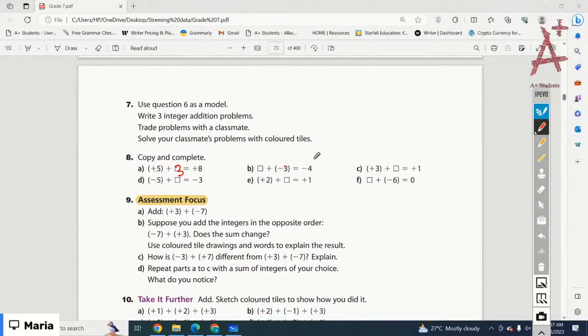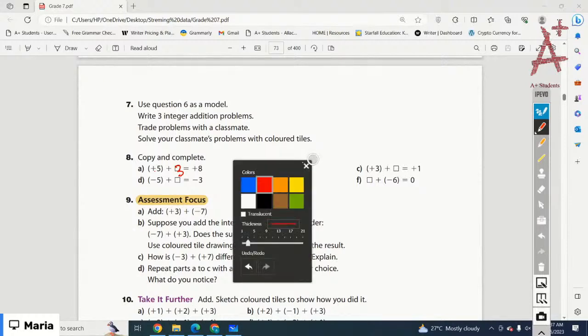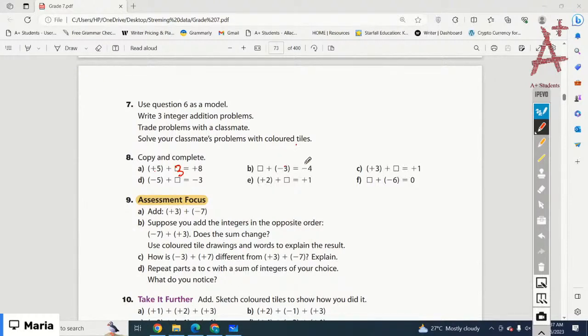Okay, here you have negative 3. Here you have negative 4, right? So that means you already have three red tiles. You have to make negative 4. That means the other one is a red tile, negative 1. One red tile, right? So positive 3 and you have to make 1.